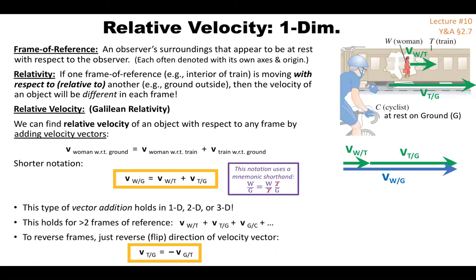So let's start by talking about relative velocity. Okay, what is this context in which we might need to add velocity vectors together? Well, first of all, let's define a very physicsy term, which is frame of reference. Okay, a reference frame or frame of reference is the sort of surroundings around an observer that appear to be at rest with respect to that observer. So for example, if you're sitting in a room or if you're standing in a physics lab, then we often talk about the lab frame of reference. That is what appears to be stationary with respect to you.